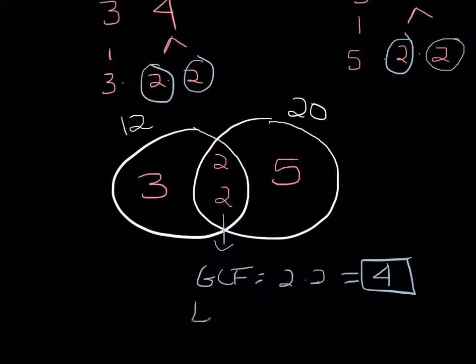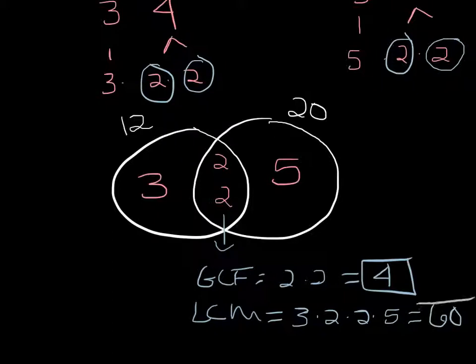And then for the least common multiple, I'm just going to multiply all of the digits that I see here. So I have a 3, 2, 2, and 5. So for my least common multiple, I'm going to do 3 times 2 times 2 times 5, which gives me a total of 60. So my least common multiple is 60, and my GCF is 4. So this is just one way to organize your work and thought process when finding GCF and LCM.